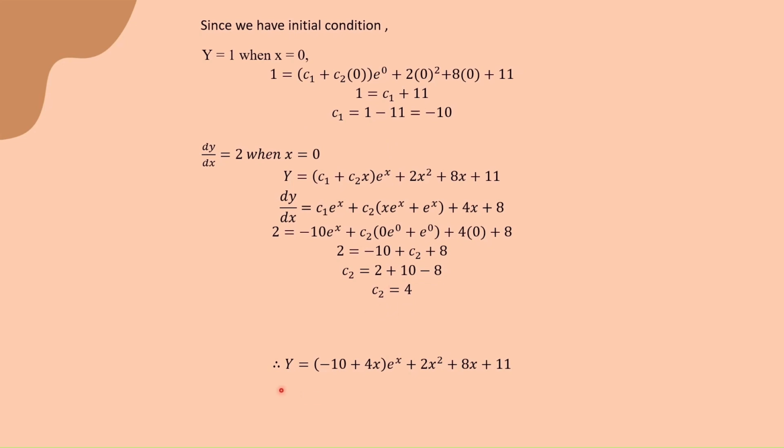And lastly, we get the particular solution, which is y equals (minus 10 plus 4x) e to the power of x plus 2x squared plus 8x plus 11. This will be our particular solution for the differential equation.